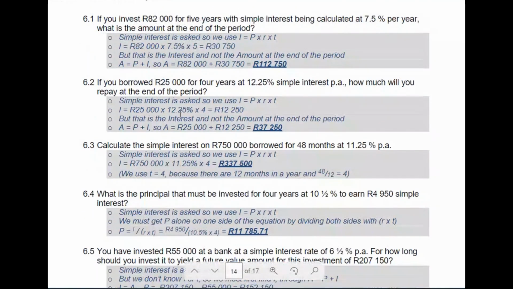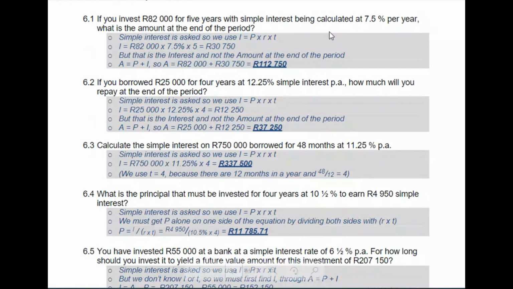If you invest 82,000 Rand for 5 years, with simple interest being calculated at 7.5% per year, what is the amount at the end of the period? What do you look for? Simple interest. So you will go with your highlighters, and when you look at the question, you will see the word I'm looking for: simple interest. If I see that, I immediately write down the simple interest formula. And then I simply replace the values.